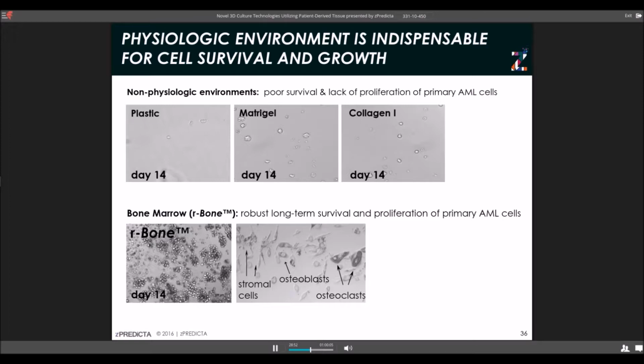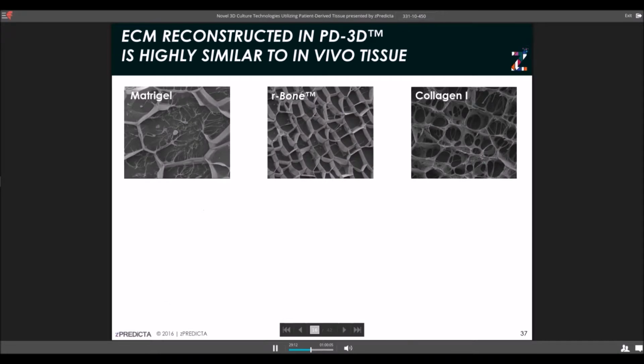The right-hand side image shows stromal cells that are also growing out from this primary cell material. So this was from a bone marrow aspirate. So again, having the correct extracellular matrix allowed us to set up the correct environment and have the organ really function the way it's supposed to.